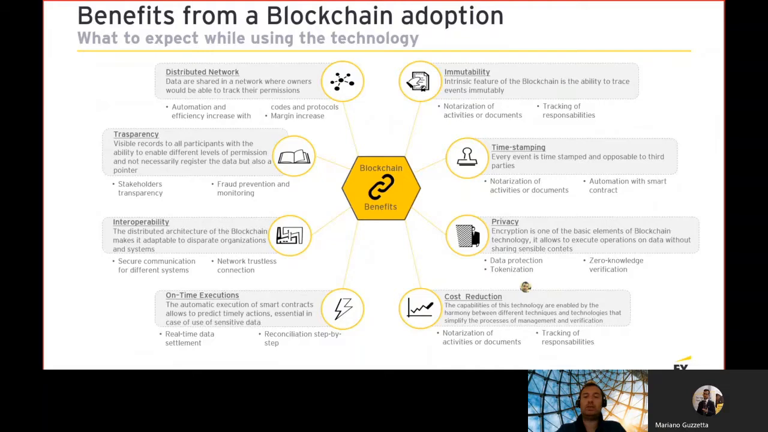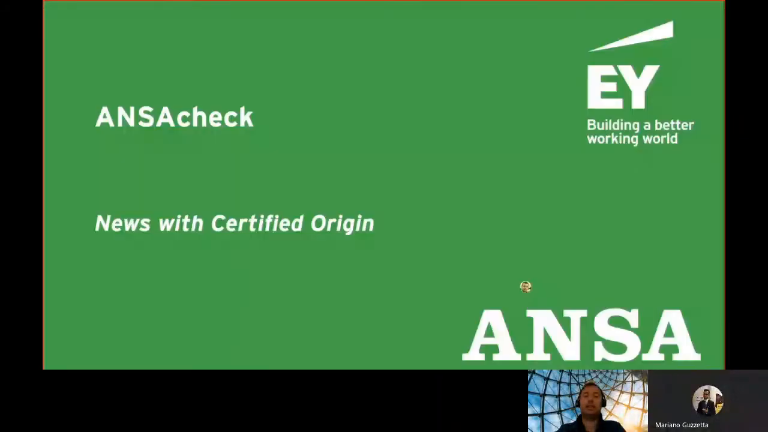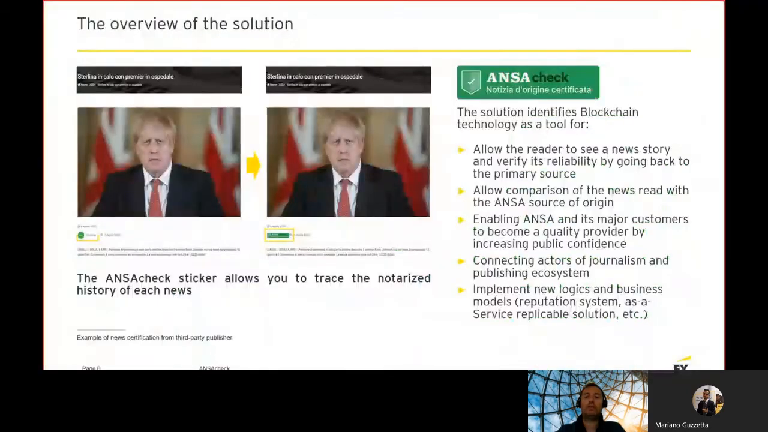So I would introduce these main benefits in real cases and real applications that we have studied in this period, to find a solution to contrast, for example, fake news, thanks to the AnswerCheck solution, one of the first blockchain solutions in the world with the possibility to certify the origin of the news. Which are the principles of the AnswerCheck solution?